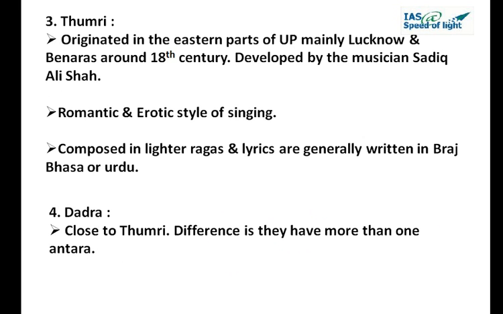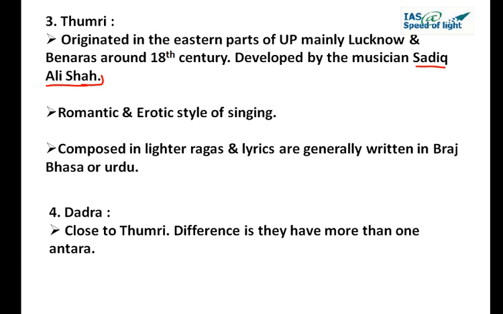Let's go to the third type of singing. We saw there are 10 different forms of singing in Hindustani classical music. Out of them, 3 are major and 7 are minor. So the third major one is Thumri. It originated in the eastern parts of UP, mainly Lucknow and Benaras, which is again a very new addition to Indian classical music, developed by the musician Sadiq Ali Shah. So one name which you can remember, Sadiq Ali Shah.